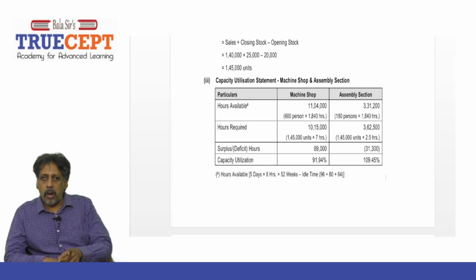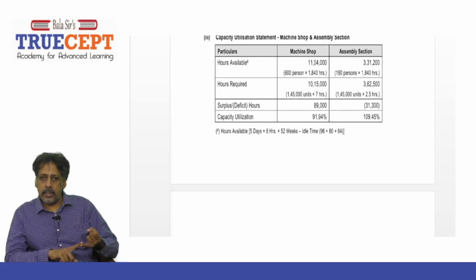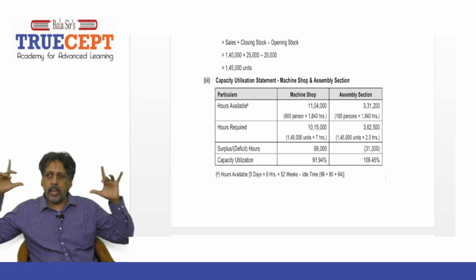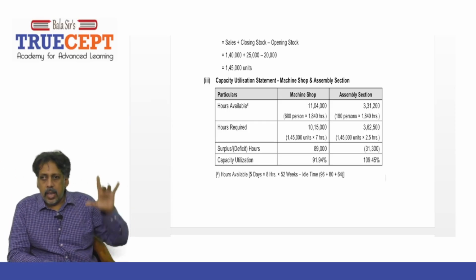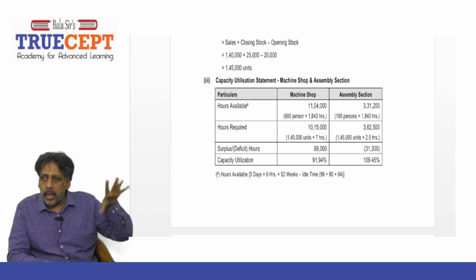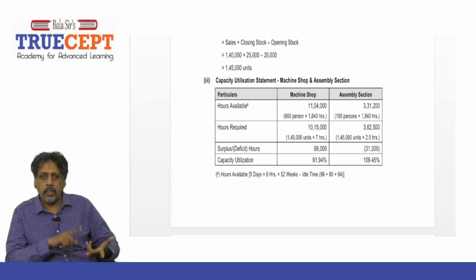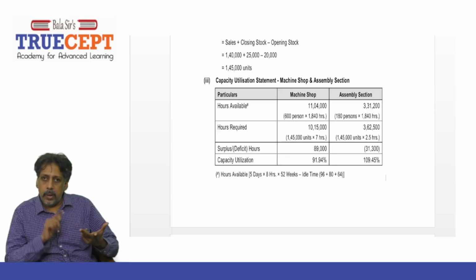1840 hours means what? One person or one man can work for 1840 hours in a year. These are the effective working hours. I can say these are the hours that can be worked by a person. These are hours available in the factory. 1840 hours per person or per man, right?